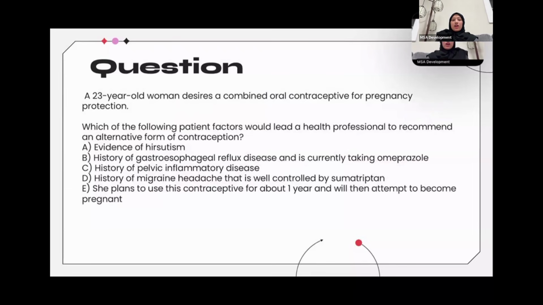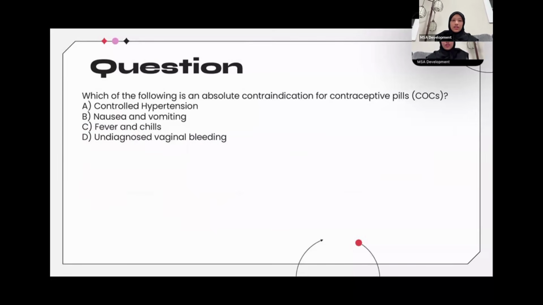Which of the following factors would lead a health professional to recommend an alternative form of contraception? Read through these. The most important for us is migraine. So with combined oral contraceptives, you do not want migraine headache, it is very risky. Even if it's controlled, if they have aura, it's not good to give that.